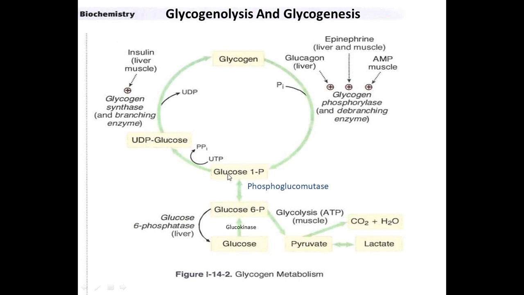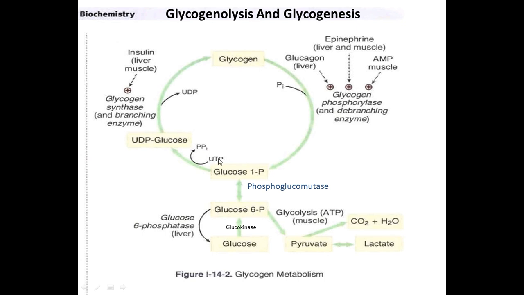An enzyme called UDP glucose pyrophosphorylase catalyzes the removal of pyrophosphate from UTP, uridine triphosphate, to form UMP. So UTP is made of 3 phosphate groups and 2 phosphates are being cleaved off to form UMP by the enzyme UDP glucose pyrophosphorylase.